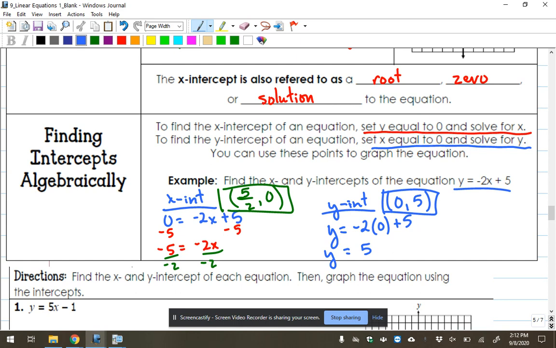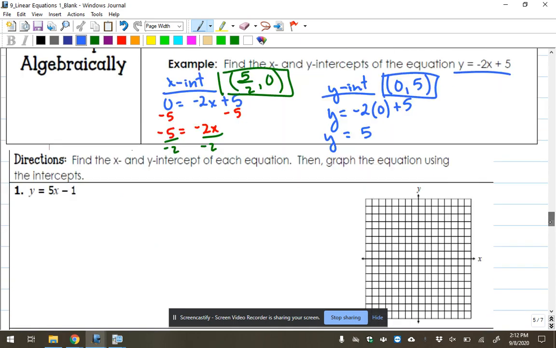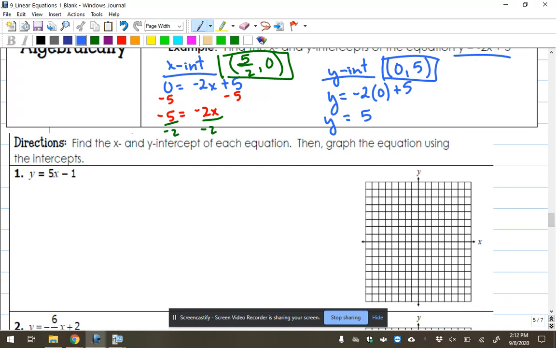All right, so let's look at a few of these. We won't do very many of them. It asks us to find the x and y intercept for each equation, then graph it using the intercepts. We can also check the graph using our calculator by putting it in slope-intercept form and graphing it too. It should be the same picture.